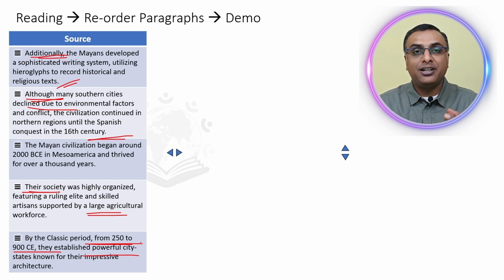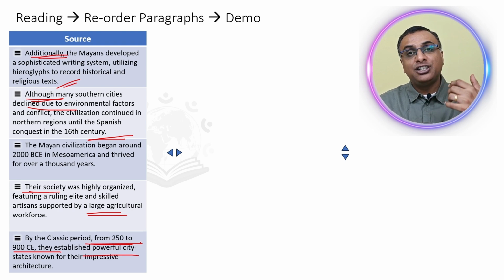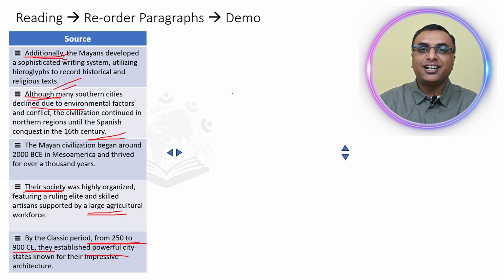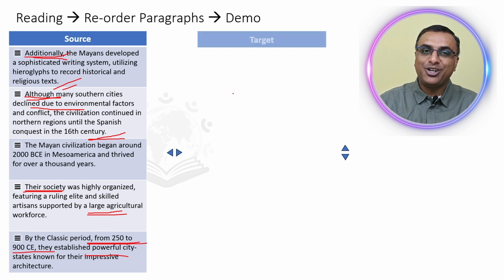By the classic period, they are continuing with regards to the main introductory line. So this could be our potential second sentence. Now let's go ahead and see the correct logical sequence which can be determined as an answer for reorder paragraph.